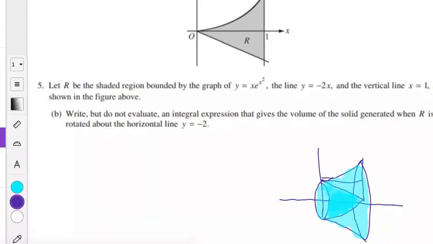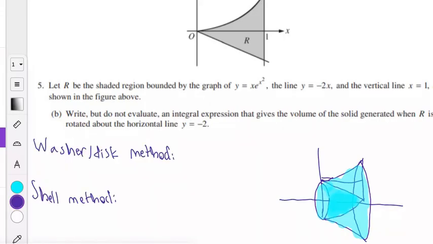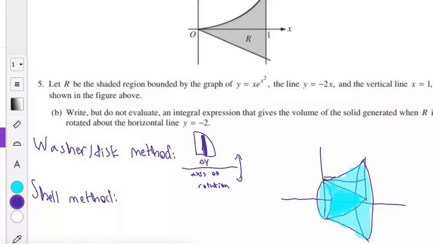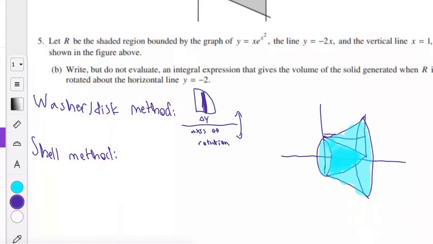From Calculus AB, you may remember the washer and shell methods. The difference between these two methods is that for the washer method, you're finding the volume of slices that are perpendicular to the axis of revolution, whereas with the shell method, you're finding the volume of slices that are parallel to the axis of rotation. In this case, we're going to use the washer/disk method because we're finding these individual radii that are perpendicular to the axis of rotation, and then we're multiplying it by pi to give us a total volume.